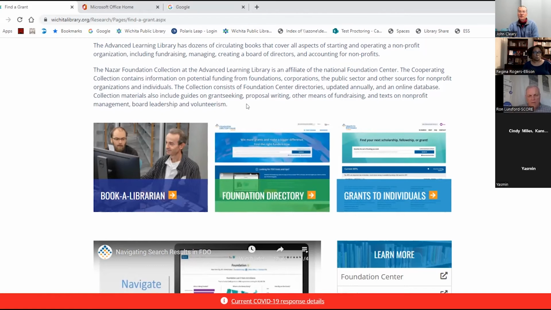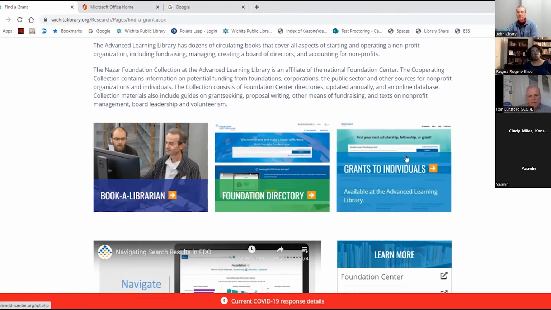So the collection also consists of the print directories. It's updated annually, and the online database, the Foundation Directory Online. It also covers some grants to individuals. Primarily, those are scholarship opportunities. So if you have any students that you know of, you can hook them up to the grants to individuals and do some academic scholarship searching as well. It does have a few other grants to special populations like disabled and economically disadvantaged individuals. So there's also some grants for individuals as well.